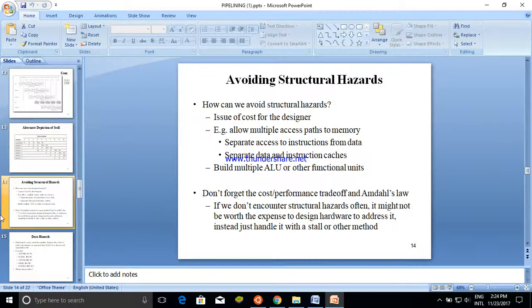Now, avoiding the structural hazards. There are many ways. One of the important ways I have already discussed, that is the stalling process, to introduce stalls or bubbles. Now how can we avoid structural hazards is an issue of cost for the designer. For example, allow multiple access paths to memory, separate access to instructions from data, separate data and instruction caches, build multiple ALUs or other functional units. Don't forget the cost-performance trade-off and Amdahl's law. This is the most important trade-off which is often discussed while avoiding structural hazards. We avoid the expense to design hardware to address it, and instead just handle it with a stall or other method.